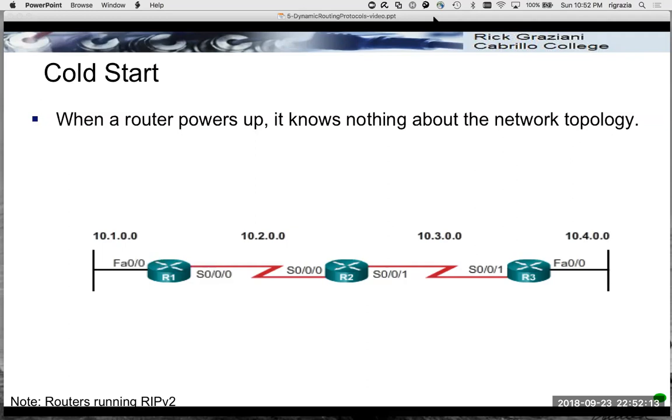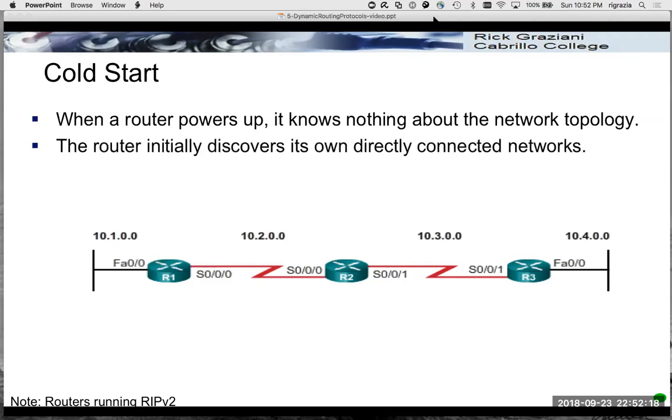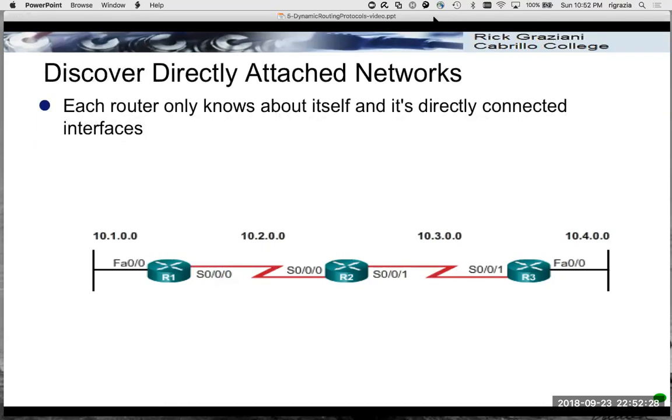So when a router first powers up, it knows nothing about the network topology. What it first knows is its own directly connected networks, and that's because you configure an IP address on an interface, and that tells it what network it belongs to. Similar to your host computer, right? When a computer has an IP address and subnet mask, or an IPv6 address and prefix, well, let's just stick with IPv4. IPv6 works a little differently. But an IPv4 address and subnet mask, it uses that to determine what network it belongs to.